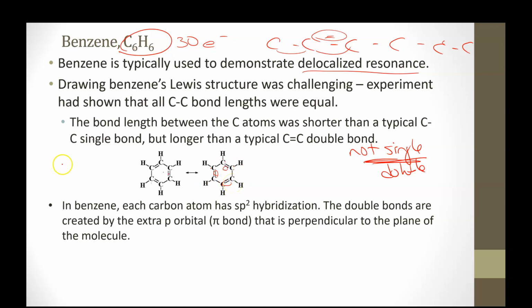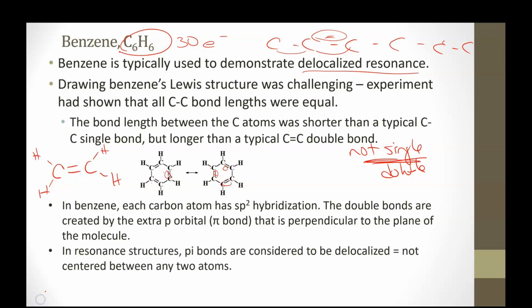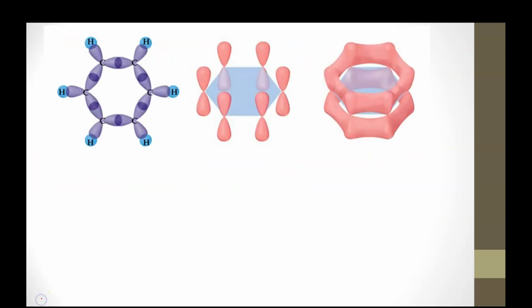Okay, I want to contrast that with this one. That double bond is localized because it's between those two carbon atoms. These double bonds, because they exist in resonance, are delocalized, and they are perpendicular to the plane of the molecule, and they're not stuck between any two atoms. So really, a lot of times people draw benzene like this with a circle in the middle, to show that the double bond is split out over the entire molecule, or those double bonds.